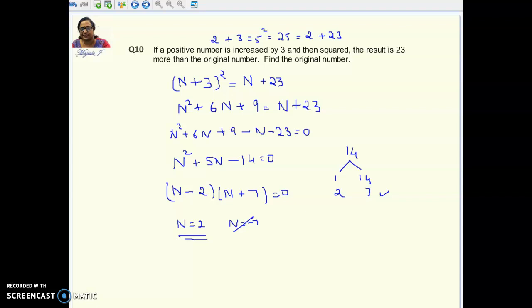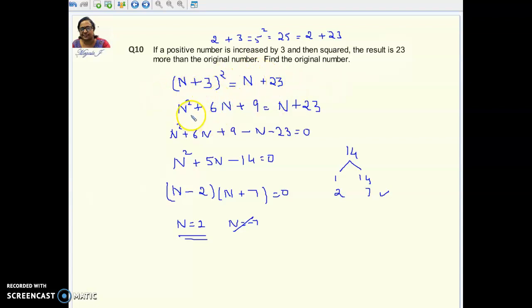Find the original number. Here I have already worked this out, so I just want to explain it. You can see that the number we are taking is n, and it is increased by 3. So I'm just adding this 3 to that and then squaring the entire thing, and that should be equal to 23 more than the original. After writing this, just solve for it.